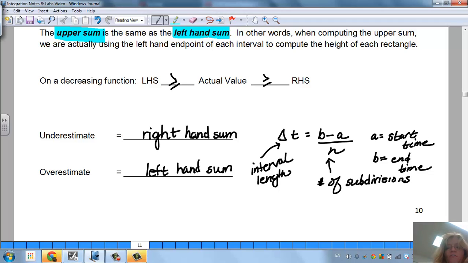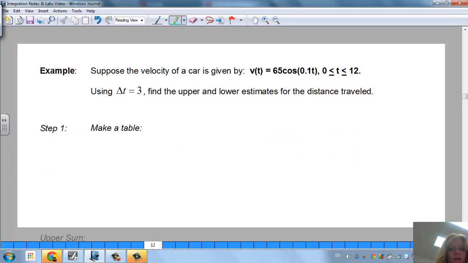In order to find the interval length, the start and end time, and the number of subdivisions, sometimes you're given some of this information. I gave you a table in the first couple of examples, but now we don't need that. We can come up with our own table using that formula. This is an important formula that you need to know. Delta t is b minus a over n. All right, so let's do an example, and we will use that formula.